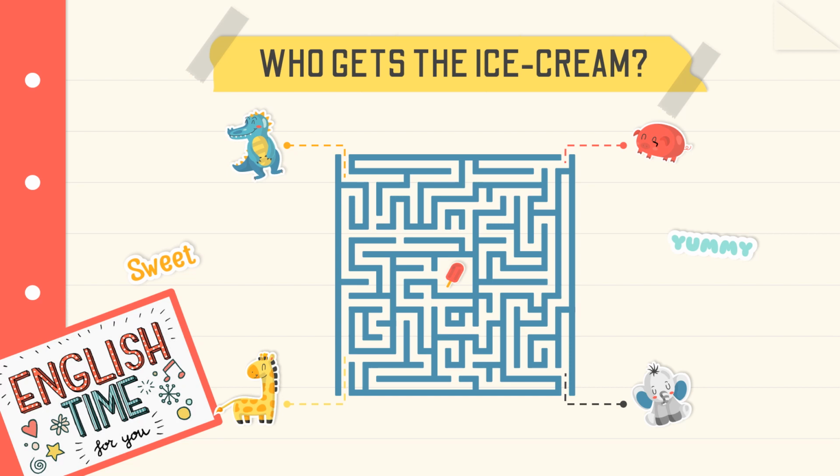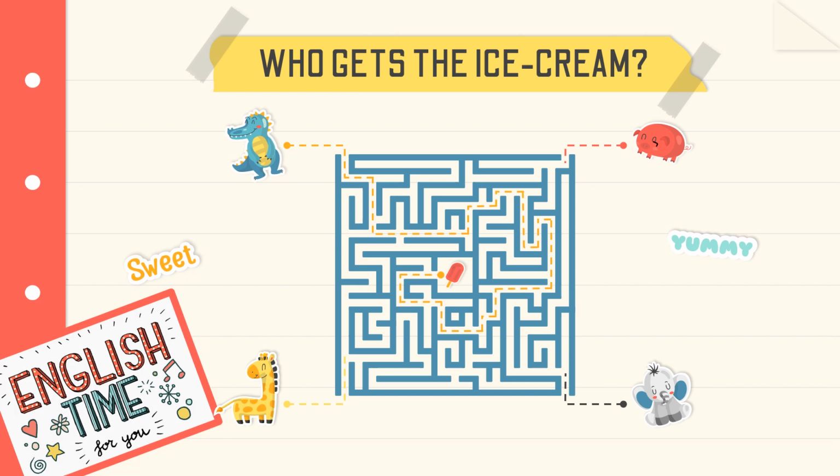What's the answer? It's the crocodile. Who got the crocodile? Okay, now to make it easier to do the puzzle, you can start from the ice cream. Let's see. Let's prove our answer. Yes, it's the crocodile.